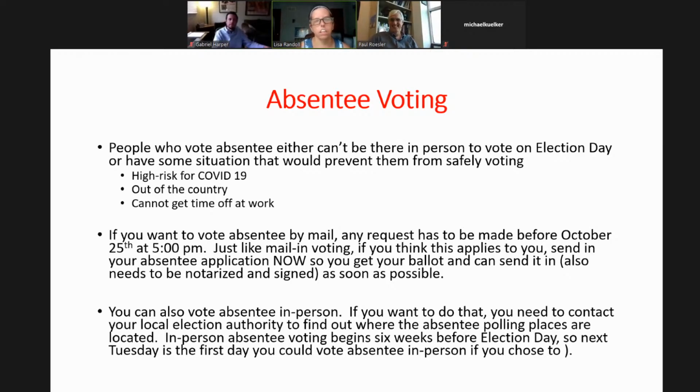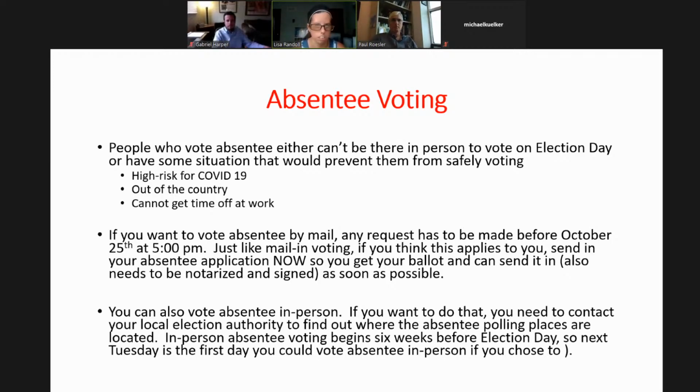So there's that. If you want to vote absentee by mail, same thing as mail-in voting, you have to have your request to do this in by October 25th at 5 p.m. Just like mail-in voting, if you think you want to vote absentee or you think you fall into this category, request your ballot now.